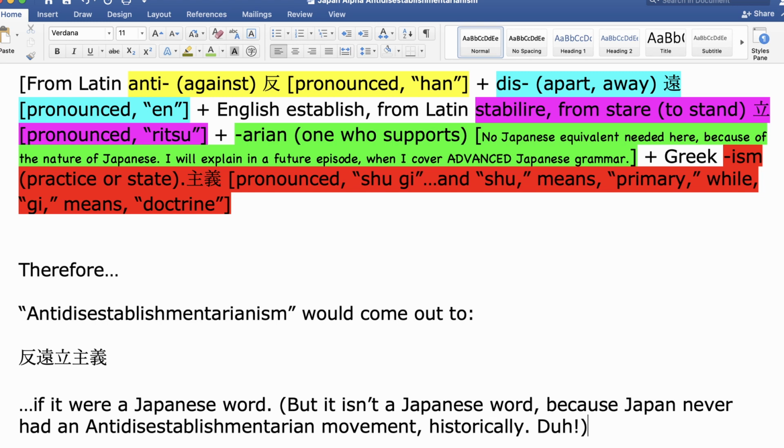Okay folks, so therefore, when you add up all the different sections, they become anti-disestablishmentarianism. And that would come out to Hanyen Nitsushugi, if it were a Japanese word. But it's not a Japanese word, because Japan never had an anti-disestablishmentarianism movement, historically. Duh. Okay, let's bring the conversation back to the structure of kanji.